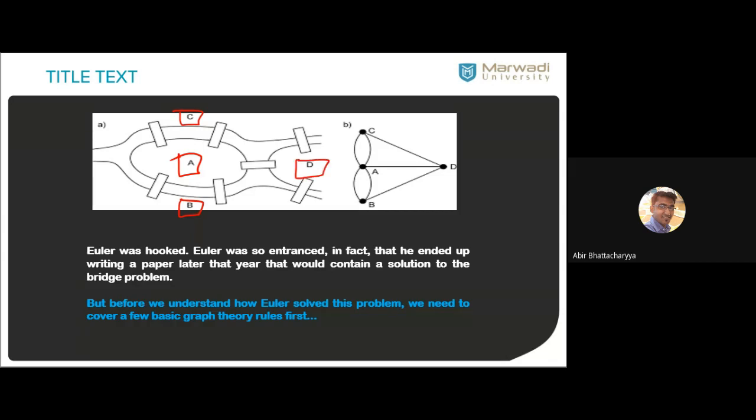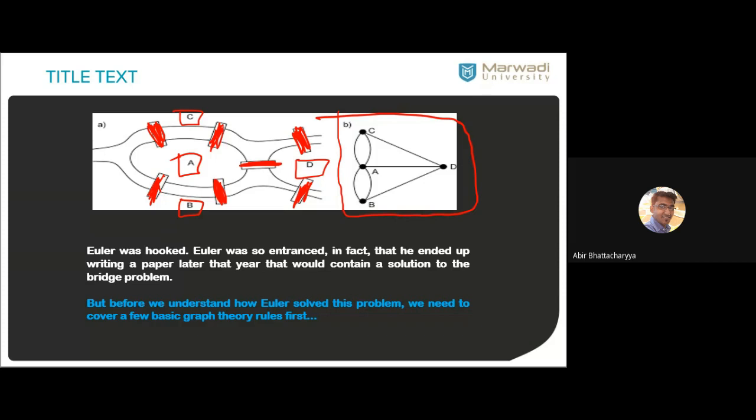Edges means the bridges. So this is one edge from A to C. This is one edge from A to B, and this is one edge from A to D. This is one edge from D to B. This is one edge from D to C. Now we draw this graph in the simplest manner, in a simplest form.